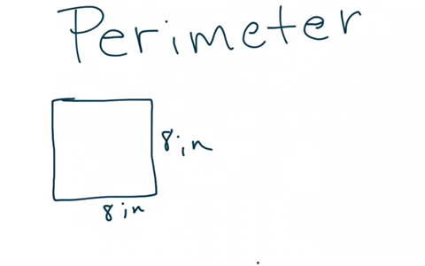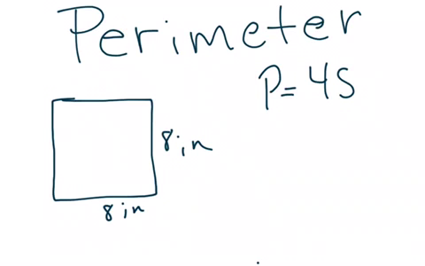So our formula to figure out perimeter for a square would be P equals 4S. P equals 4S, or 4 multiplied by whatever the side is.